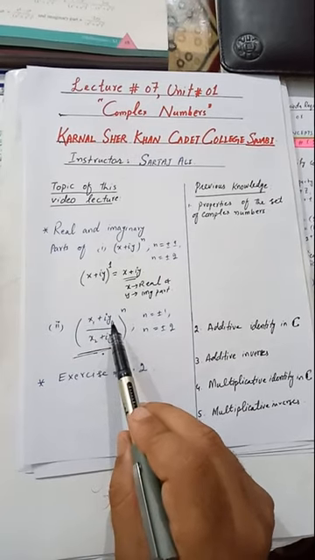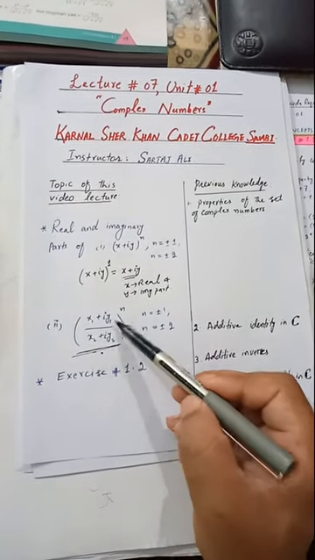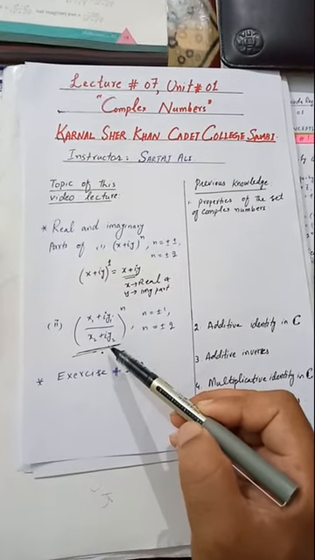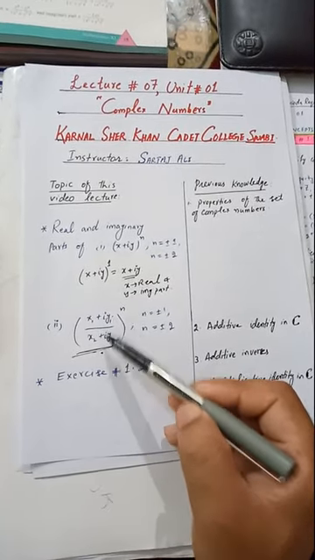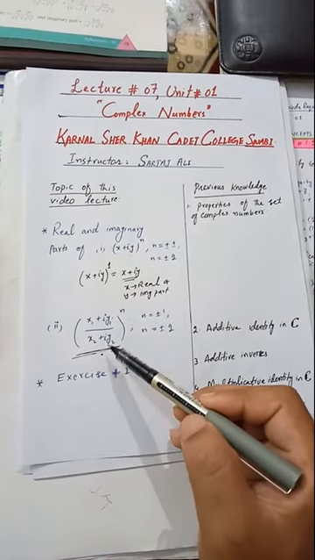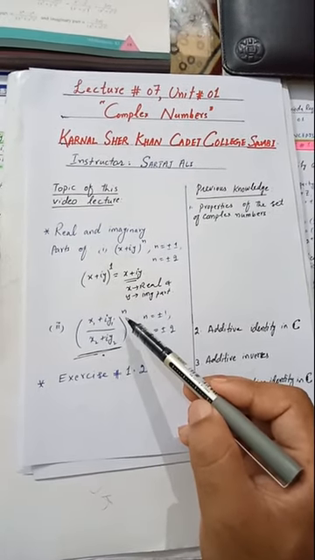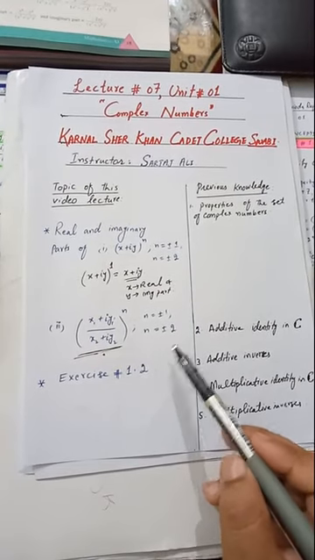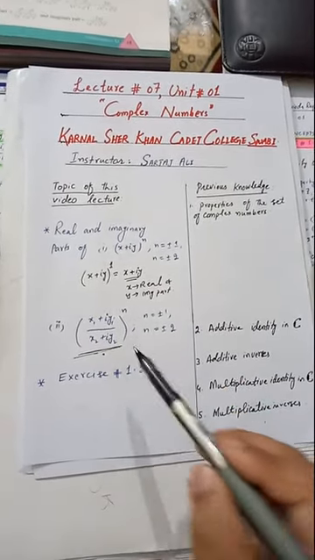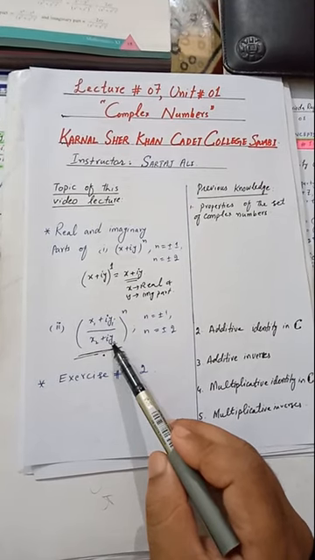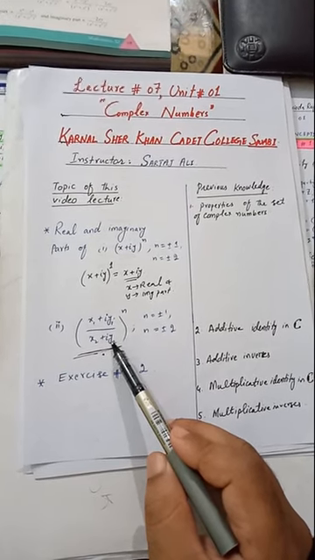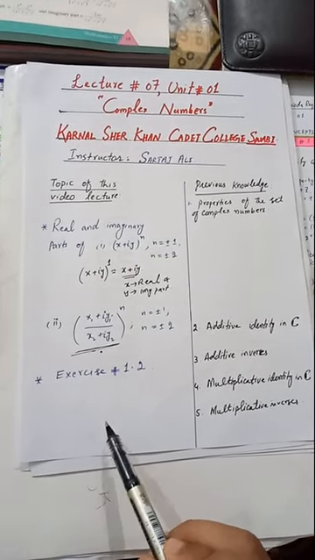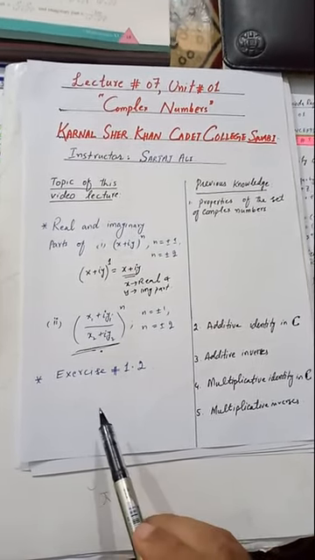x1 + iy1 is a complex number. This x2 + iy2 is also a complex number. These two complex numbers are in division, quotient form, and there is also a whole power n. This n may be +1, -1, or +2 or -2. So how can we find the real and imaginary parts of such type of questions? Then we will discuss the exercise questions from exercise 1.2.